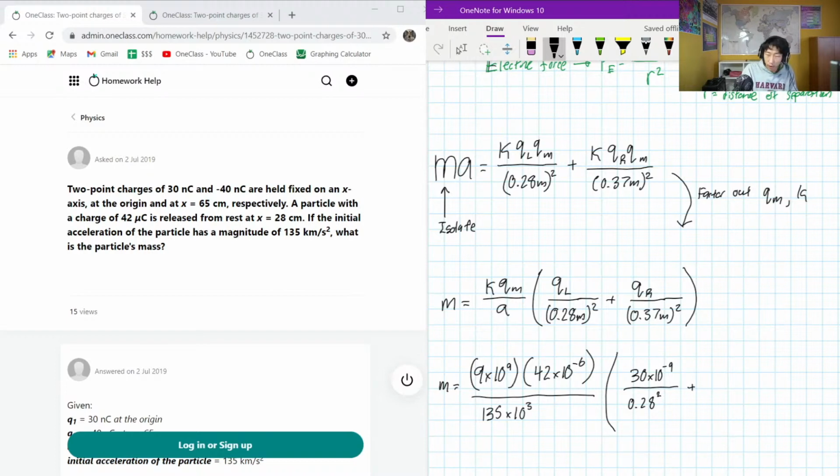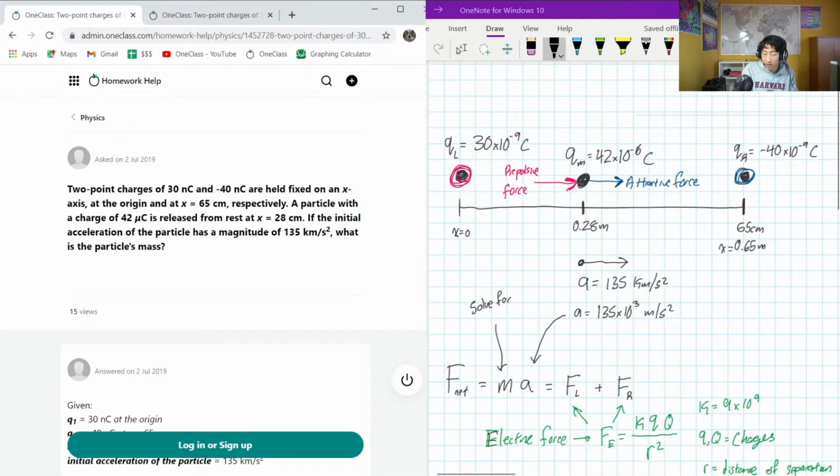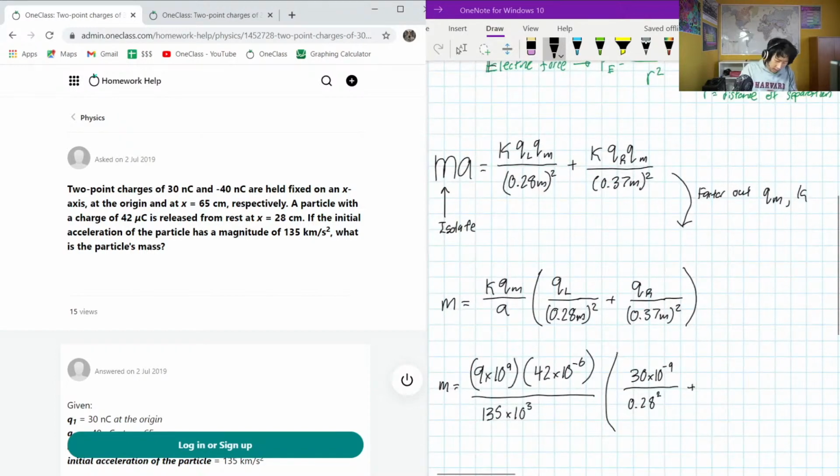plus our QR. Now our QR is originally given as negative 40, but since we have our directions in here, we're just looking for the magnitude, so I'm going to put in a positive value, not because this is a positive charge, just because we already had the signs incorporated into the diagram, so we're not going to incorporate them into our calculation here. Okay, so it's going to be plus 40 times 10 to the negative 9 over 0.37 meters squared.